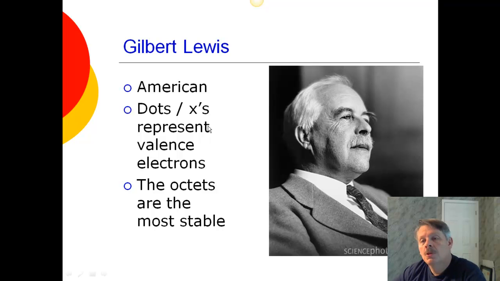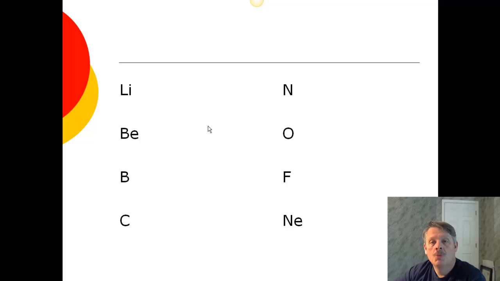Gilbert Lewis noticed that back in the early 1900s, and he asked that question: why don't noble gases react? Well, he came up with something to represent with X's and O's, typically dots. They represent valence electrons. He said the octet ones, the noble gases at the end, are the ones that are most stable. So he said, let's model electron configurations with dots.